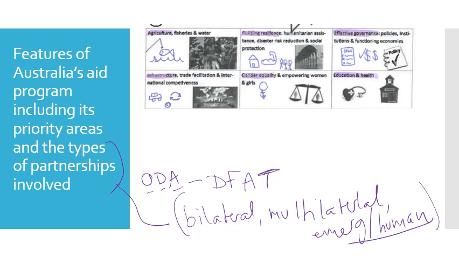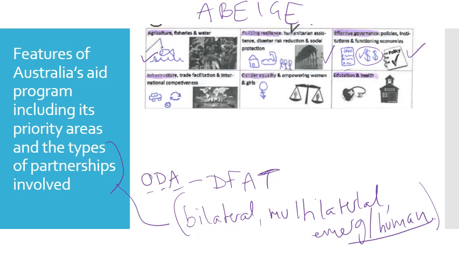So these spell out A BIGEH. A is for agriculture, fisheries and water. Easy to remember. B is a bit longer: building resilience, humanitarian assistance, disaster risk reduction and social protection. And it's got some pictures there to help you remember. E is for effective governance, policies, institutions and functioning economies. And here's some policies and laws and, yay, money.